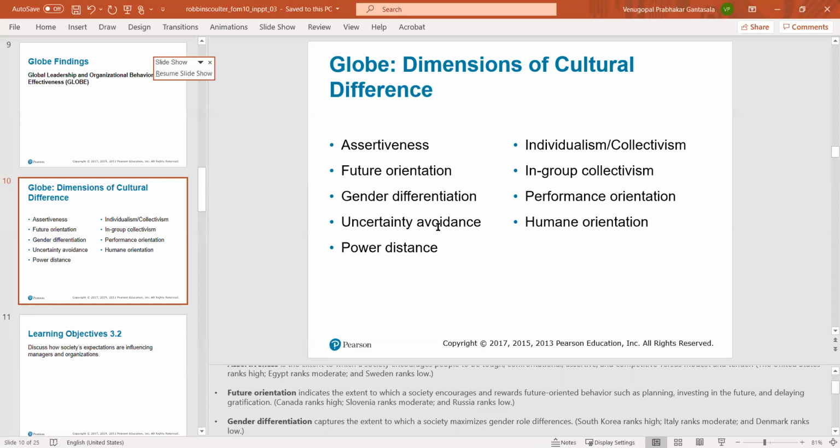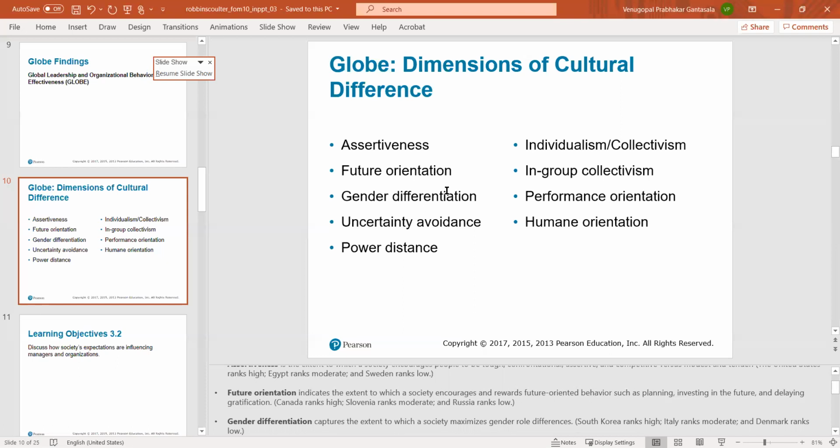His study found Canada ranks very high. Canadians, he found, think a lot about the future. They plan for the future. They save and invest for the future. Slovenia ranks moderate, and Russia ranked very low on future orientation.